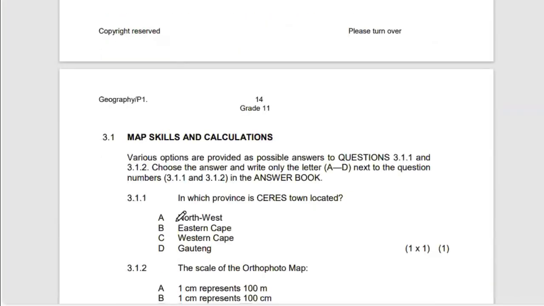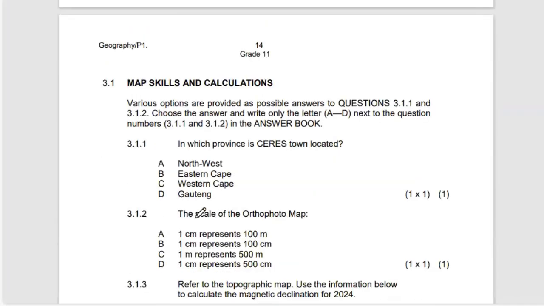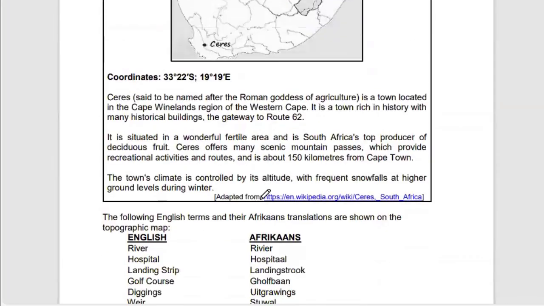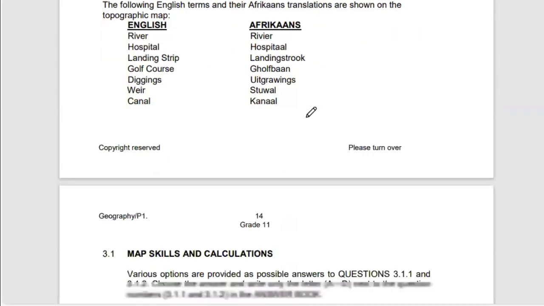Right. Then the first question is saying, in which province is Stress Town located? That is an application question which comes from the map information, basically, which means it's very vital for you to also go through the map information like I was advising. So it's just going to the map information where you are supposed to extract the information in regard to the location of that particular town. So if you check, it is in the Western Cape, according to the map information, which is response number C.